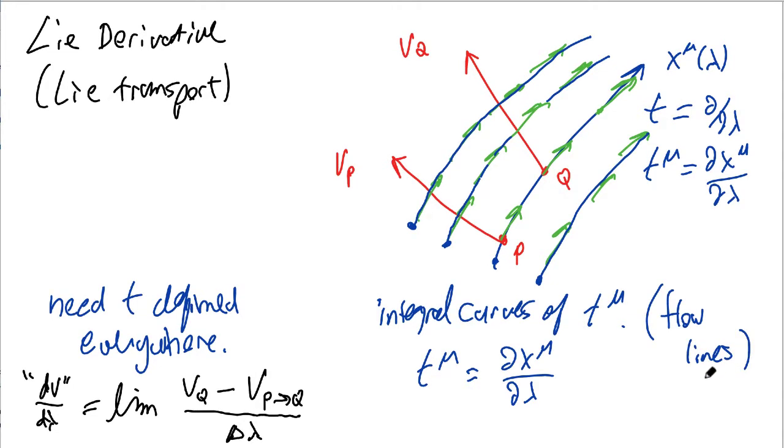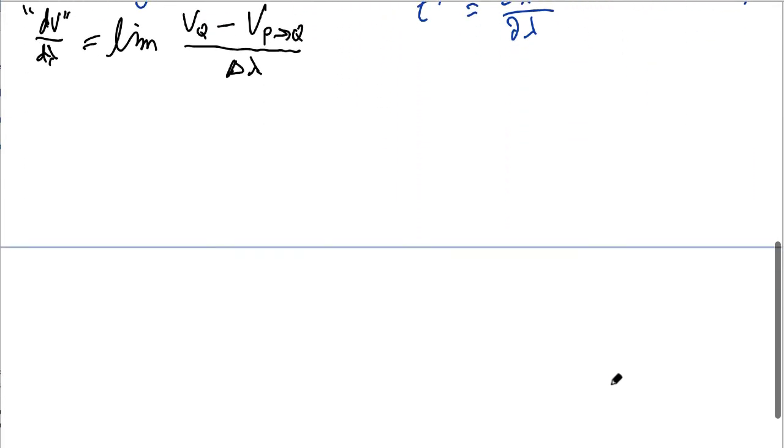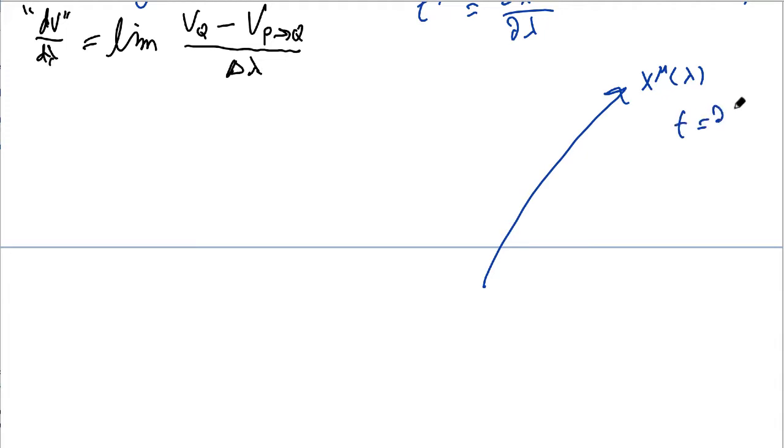Let me try to make this notion of Lie transport a little more precise. So let me reproduce the figure. Here's the original world line, x mu parameterized by lambda, and the tangent we're calling t. So the components of t are just the derivatives of x with respect to lambda. And we have a point P and a point Q.